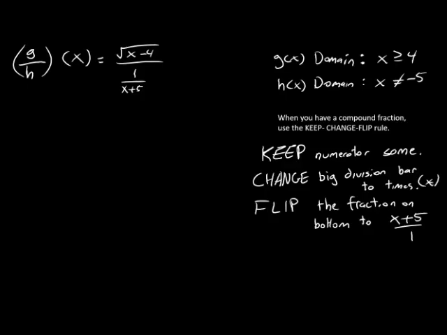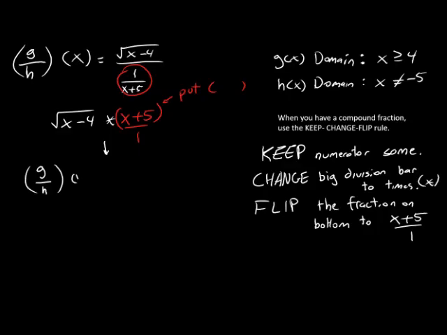The way this will look after we've done all of our operations is that we will still have the square root of x minus 4. We'll change the big division bar to a times symbol, and then we'll flip the fraction on the bottom, which I'm circling now, to make it x plus 5 over 1. Now, when we multiply, we would ordinarily put parentheses around the x plus 5. So we can now say g over h of x is now x plus 5 in parentheses times the square root of x minus 4.